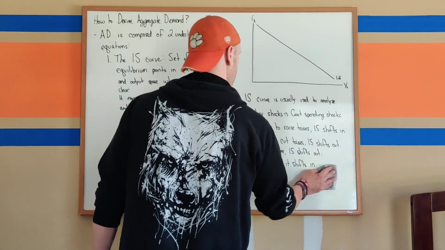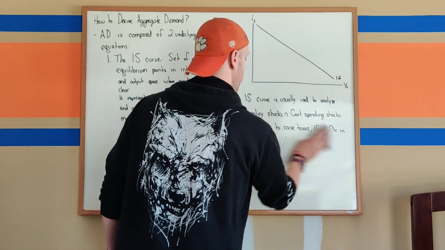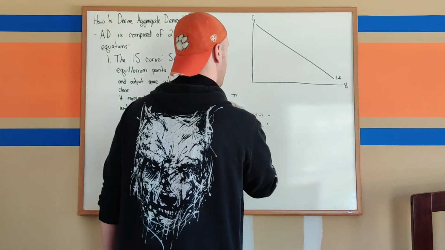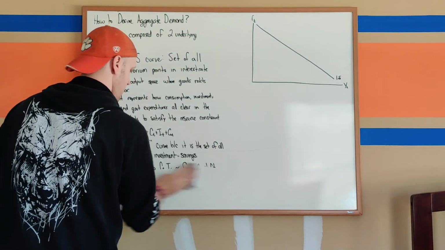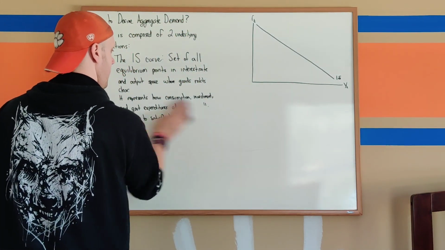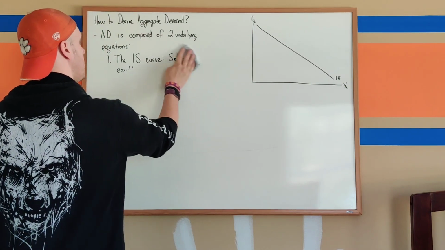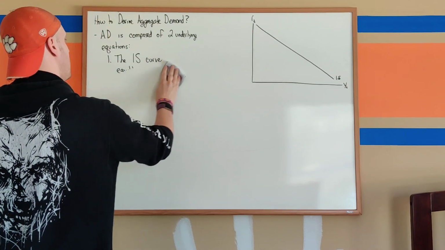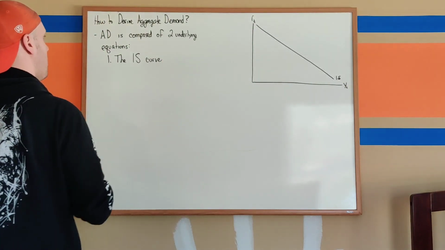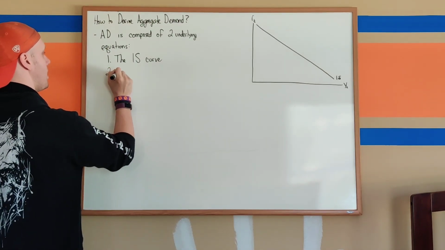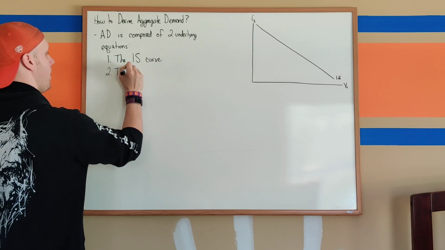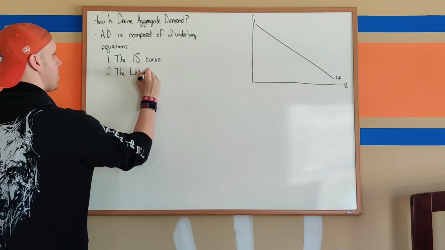So, that explains some of the behavior of the IS curve, at least to the extent that I think you should be responsible for. So we've got the IS curve. Explain that already. What's the other underlying equation? Well, the other underlying equation is the LM curve.